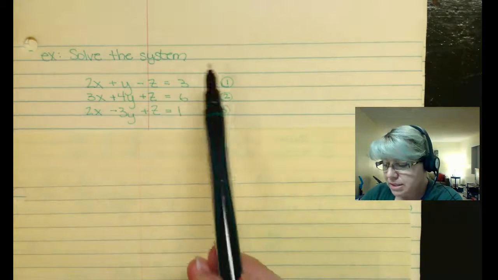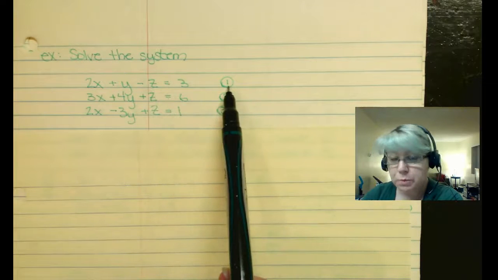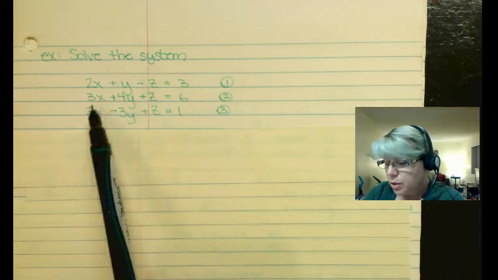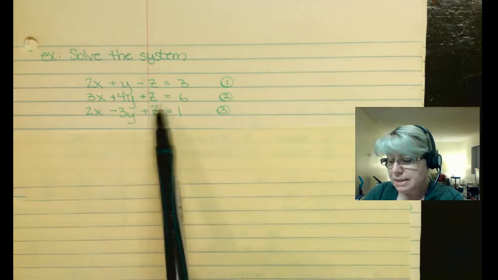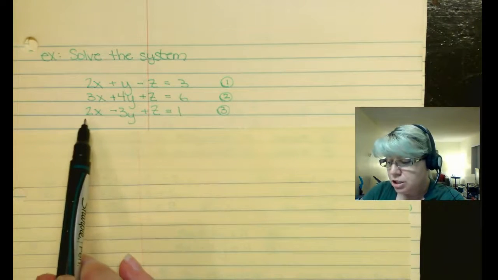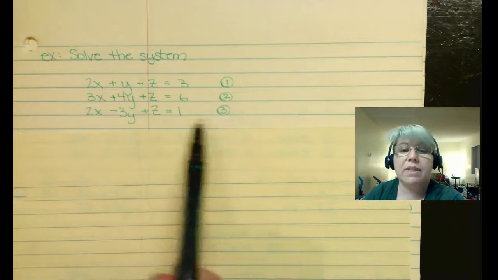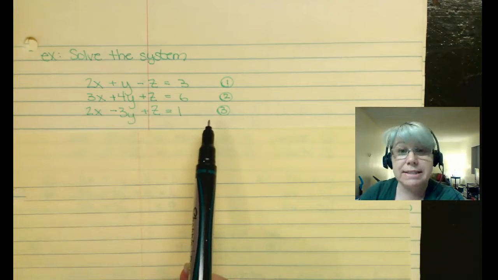So let's solve the system. 2x plus y minus z equals 3. That will be equation number 1. 3x plus 4y plus z equals 6. That will be equation number 2 I'll reference. And 2x minus 3y plus z equals 1. That will be our third equation in our system.